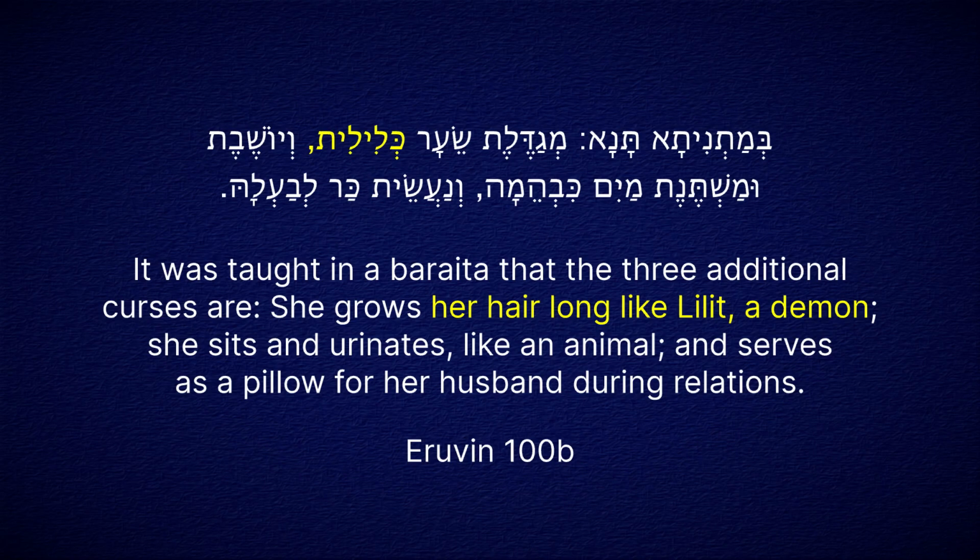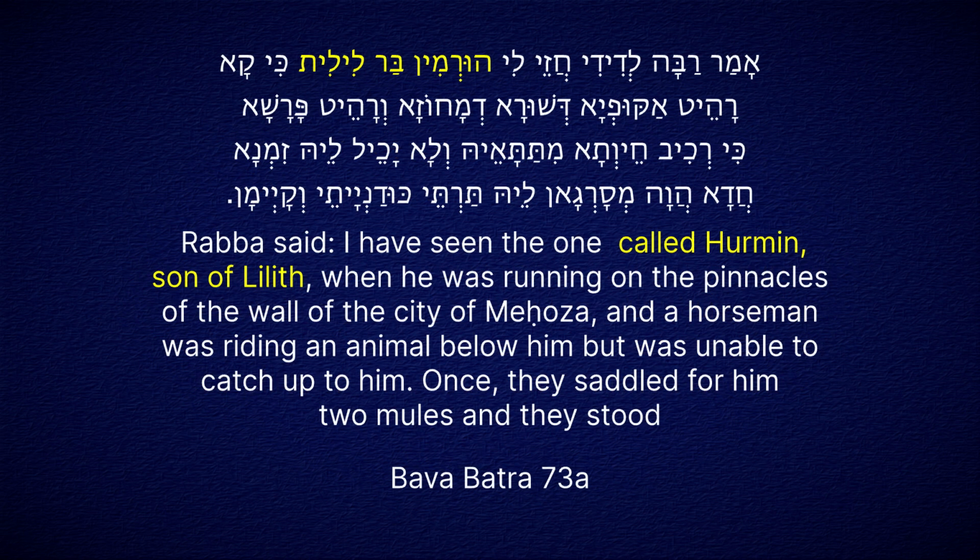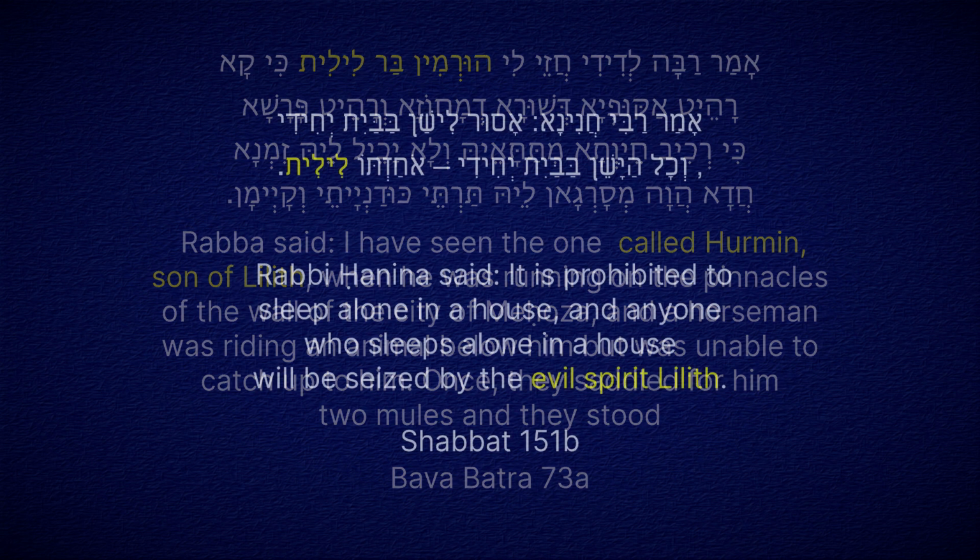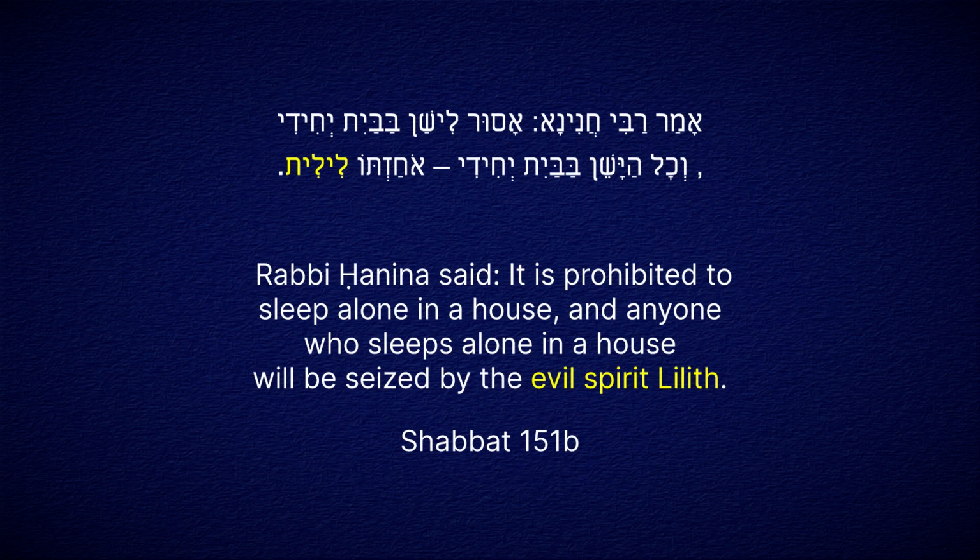In the Babylonian Talmud, a collection of Jewish writings which taught and interpreted matters of Jewish life and law, Lilith appears several times. She is said to have long hair and wings. She is supposedly the mother of other demons, like one named Hermon. And men are warned not to sleep in a house alone, as she may seize them.